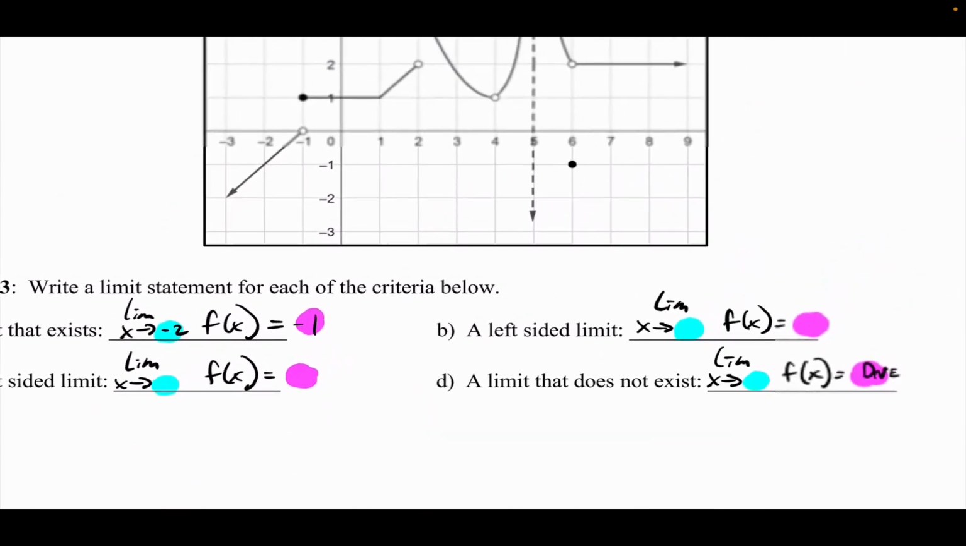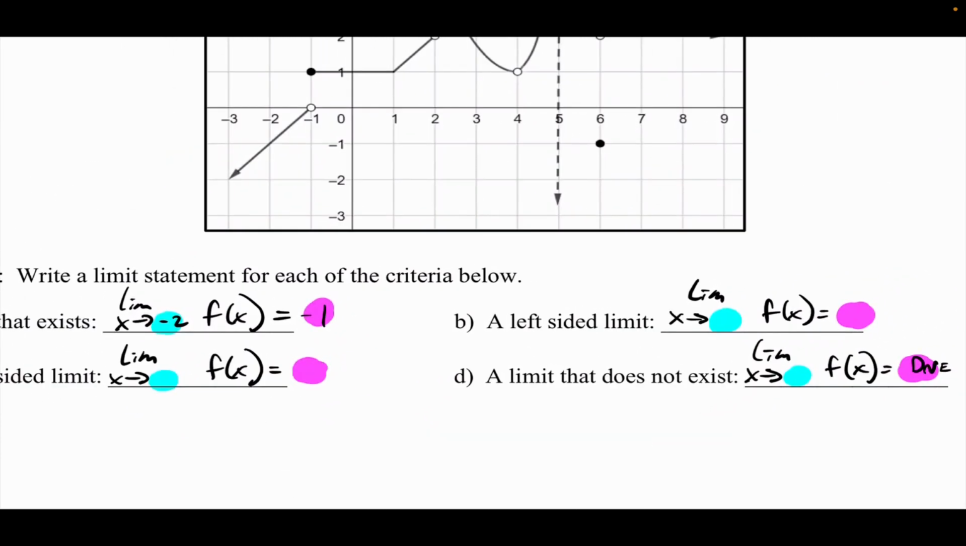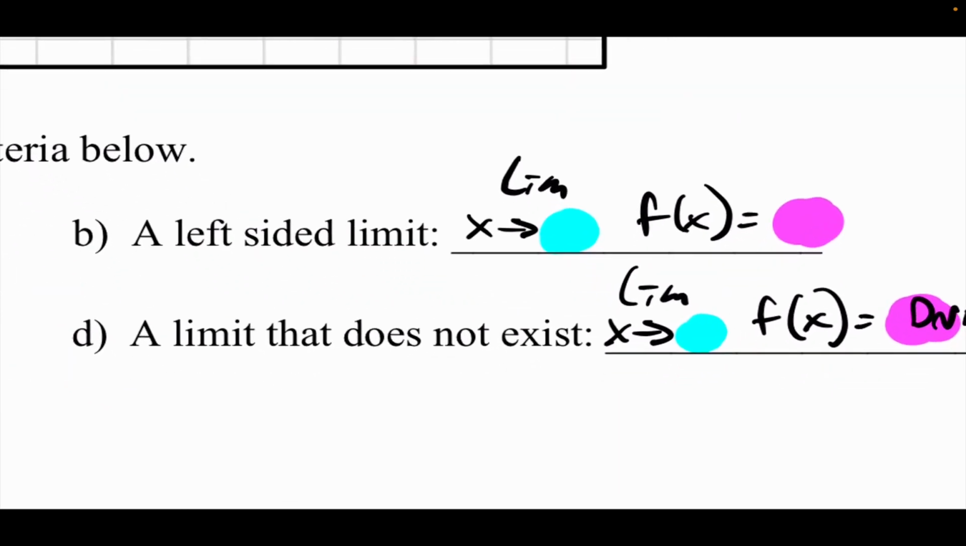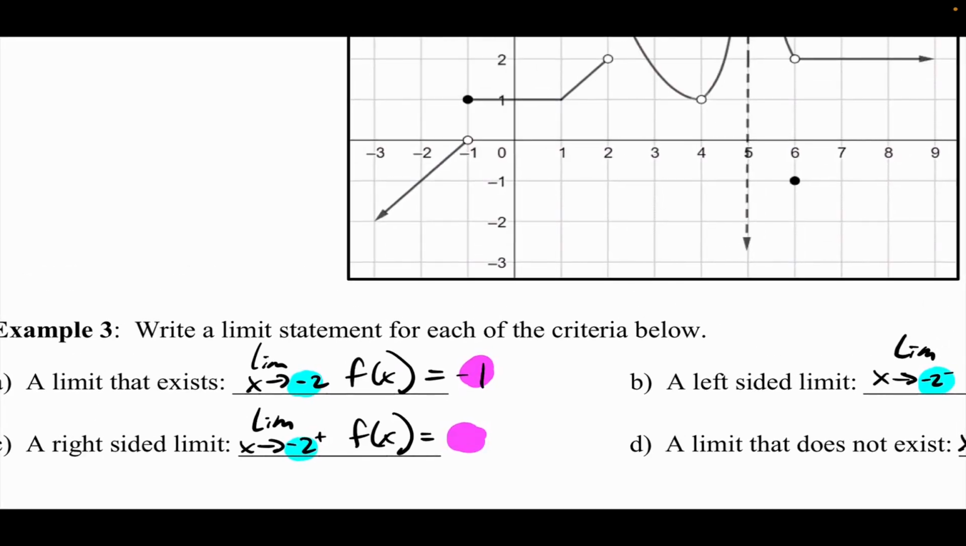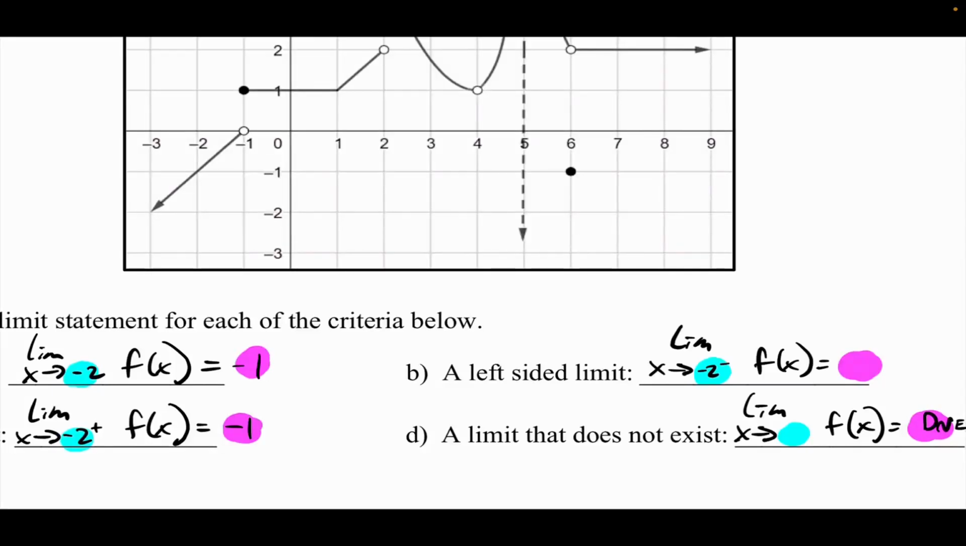A left-sided limit and a right-sided limit. So since I used -2 for A, I'll use -2 also for these. So -2. Left-sided means you come from the negatives, right? The negatives are on the left on the number line. Think of a number line. Negatives are on the left, positives on the right. So left side would be negative. Right side would be positive. So at -2, left-sided limit would be -1. Right-sided limit would also be -1. Is that the only answer? No, absolutely not.